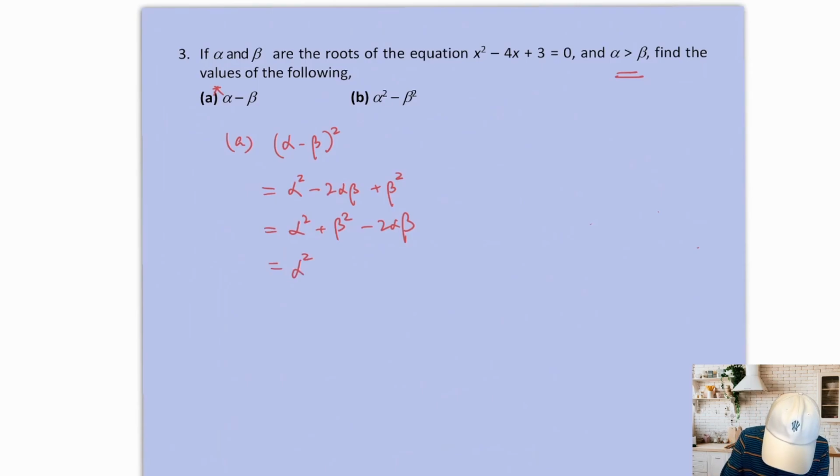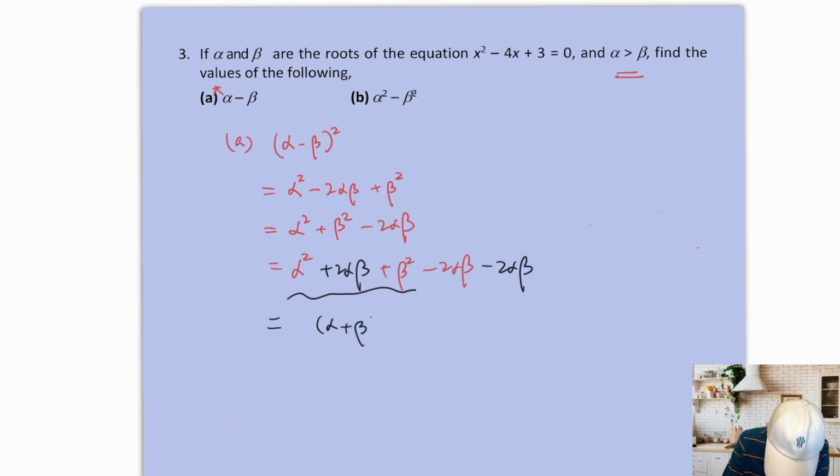Alpha squared plus beta squared minus 2 alpha beta. We artificially add 2 alpha beta in the middle and subtract 2 alpha beta at the end, so they cancel themselves. In this way we can express the first 3 terms as alpha plus beta squared. The last 2 terms combine to negative 4 alpha beta.